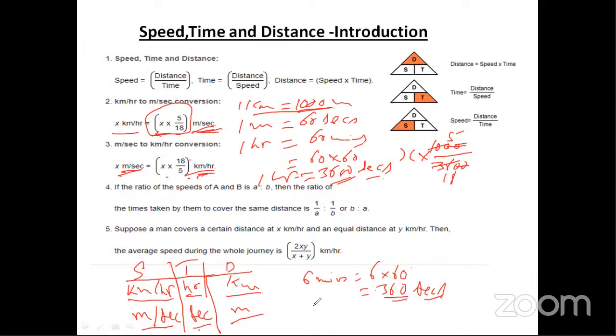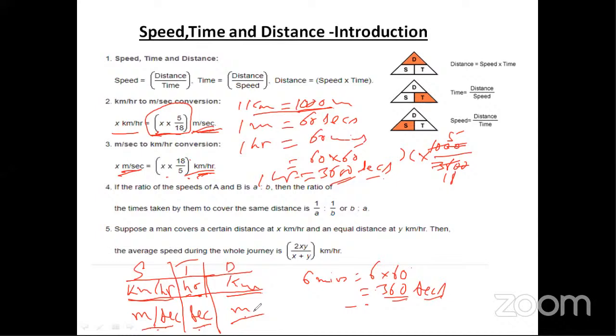So that is very important for us. So make sure you follow these methods of conversion. So the unit should be same. If it is in kilometer per hour, time should be in hour, distance should be in kilometer. If it is in meter per second, time should be in second and distance should be in meter.